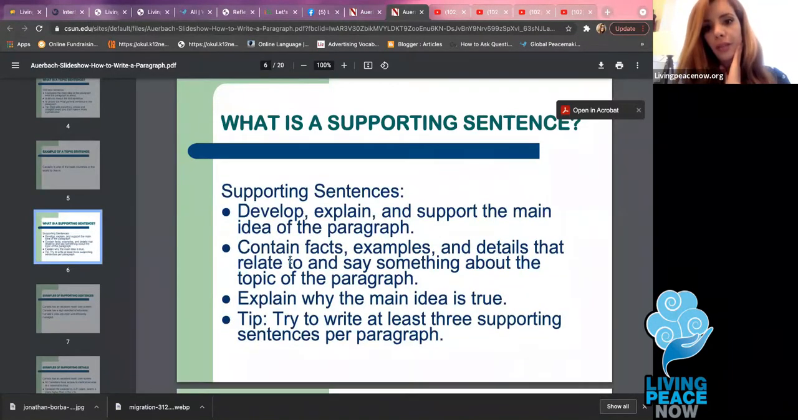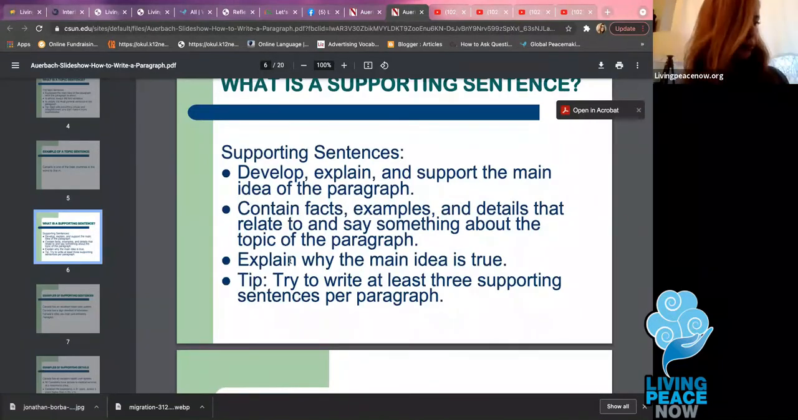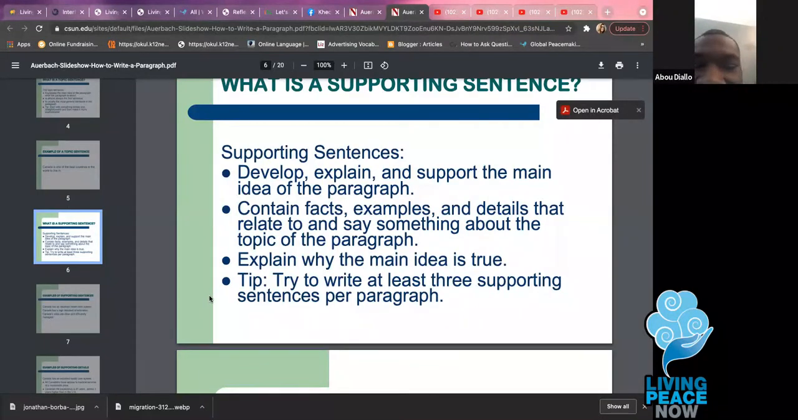What is a supporting sentence? So, who would like to go and read the supporting sentence definition? I read it. Go ahead, please. Supporting sentences develop, explain, and support the main idea of the paragraph. Contain facts, examples, and details that relate to and say something about the topic of the paragraph. Explain why the main idea is true. Tip: try to write at least 3 supporting sentences per paragraph.